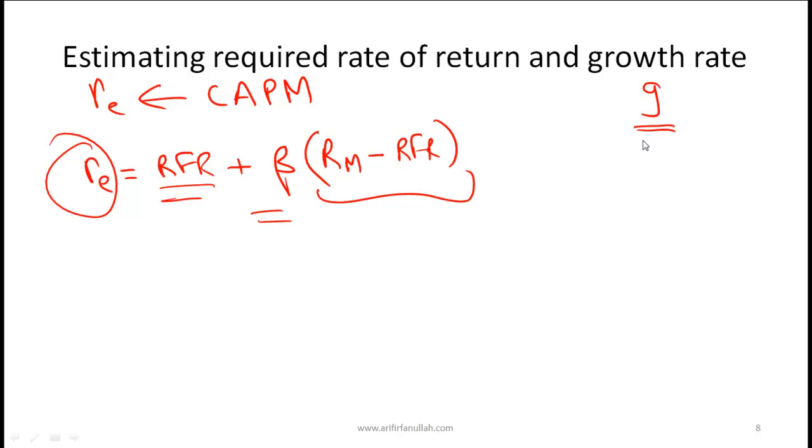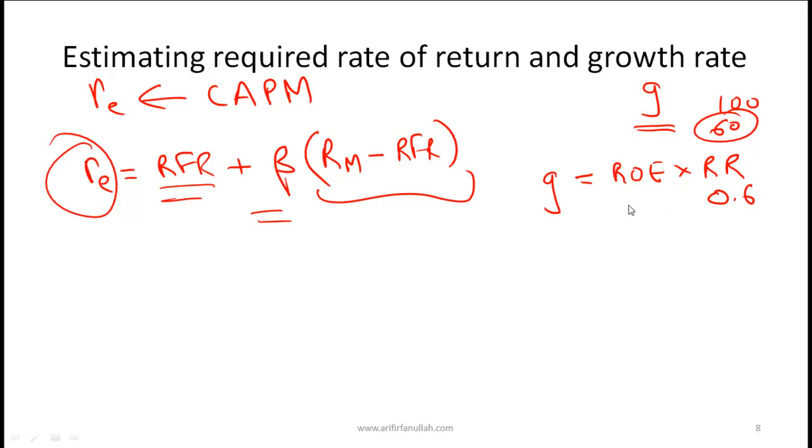To estimate your growth rate, you use the formula: growth rate is equal to your return on equity times the percentage of earnings that are retained, and that's also called the retention ratio. You've seen this before, but the retention ratio is the percentage of your earnings that are retained in the company. So if a company makes $100 in net income and retains $60, then the retention ratio would be 0.6.